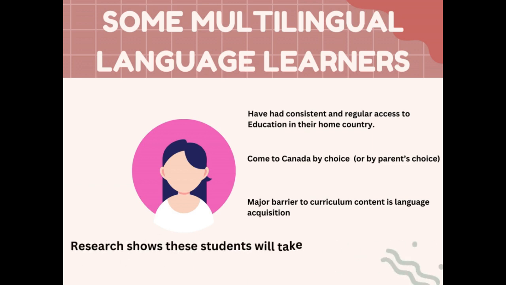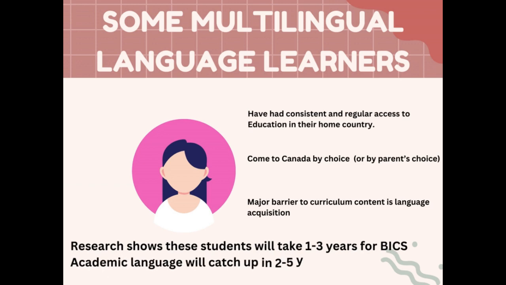So research tells us that these students will take about 1 to 3 years for basic interpersonal communication skills, or BICS. So that's the language of talking to your friends, talking to your classmates. That's the language that we learn fastest because we do it the most. We're watching TV, we're absorbing it, versus academic language, or CALP, which will take up to 2 to 5 years.